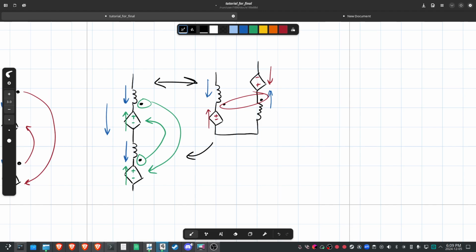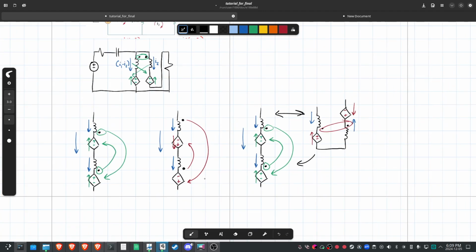So this is how you determine the direction of the dependent voltage source when it comes to mutual inductors. There's nothing special, no special cases after this. This is all that it is.